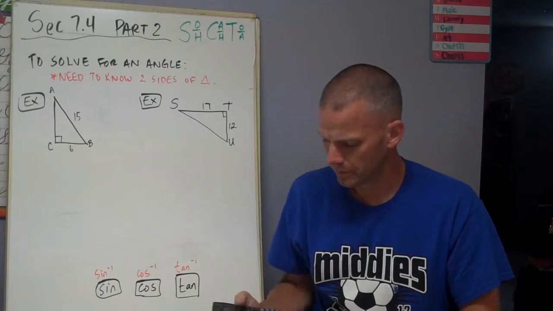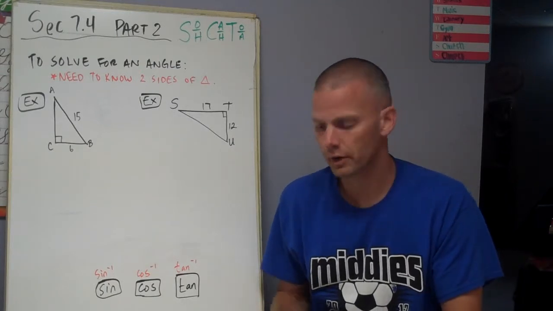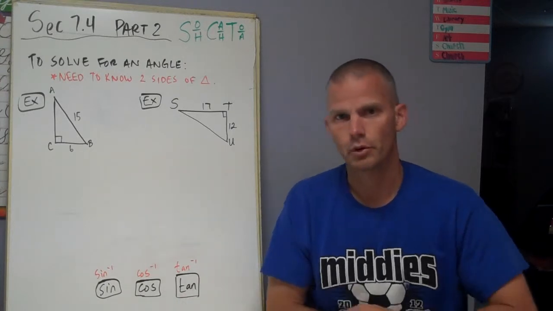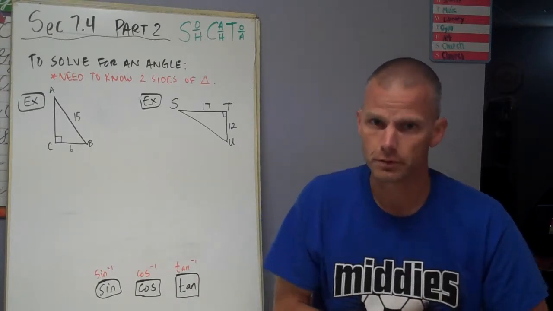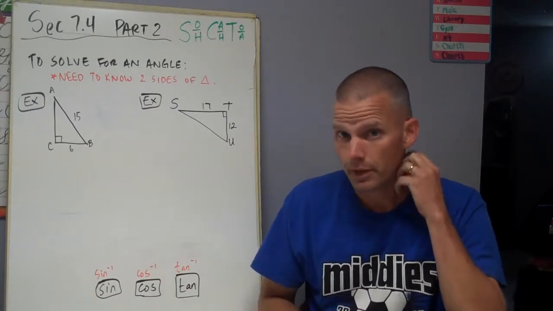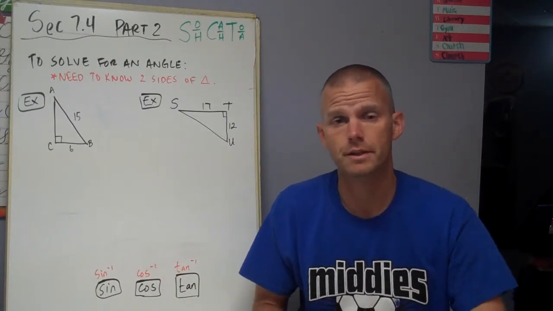Another set of video notes here talking about right triangle trigonometry. Today we're going to look at part 2 of our right triangle trig section. So far we've looked at how to set up the three trig ratios: sine, cosine, and tangent.